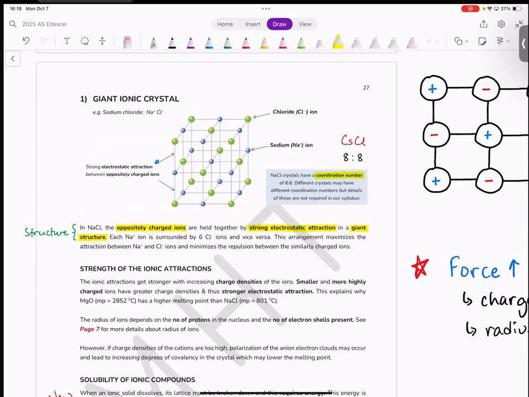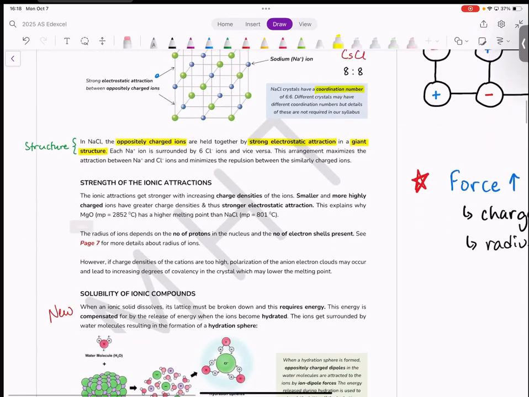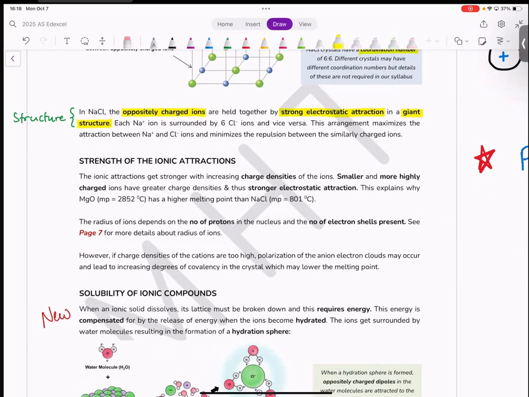We don't talk about that. But if we ever did talk about it, you're supposed to deal with it with the information given to you. Same process. Next. This arrangement maximizes attraction and minimizes repulsion between the similarly charged ions.